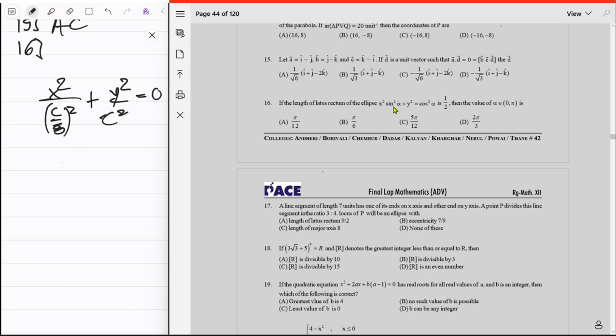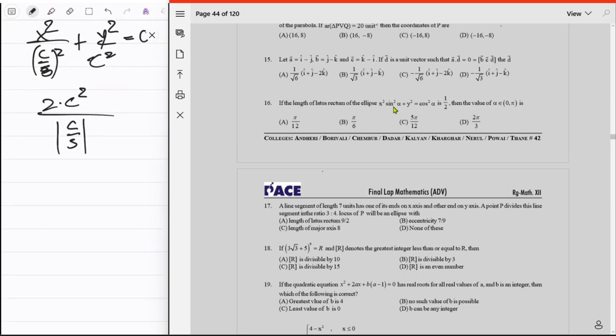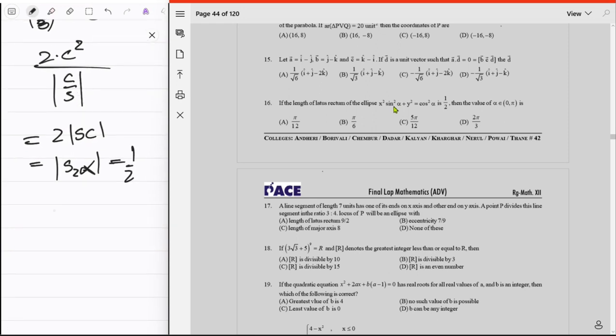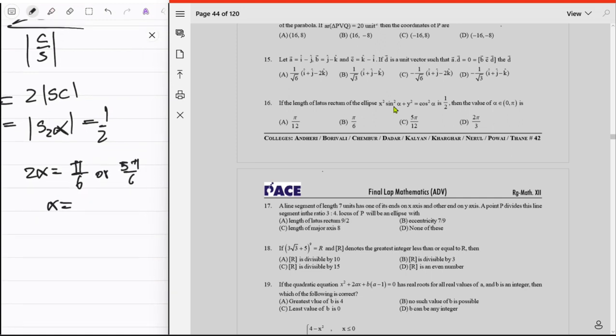So 2b square upon a is like 2 times c square upon a is just mod of c upon s, which has to be just 2 mod of s times c, that is basically mod of sine of 2 theta or 2 alpha, and this is equal to what, 1 upon 2. So then, okay, that just means 2 alpha is going from 0 to pi upon 2, so there are only two solutions for this. 2 alpha can be 30 degree, which is pi upon 6, or it can be 5 pi upon 6. So alpha has to be pi upon 12 or 5 pi upon 12, which is A and C. Next question.